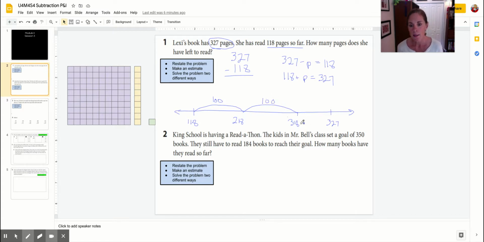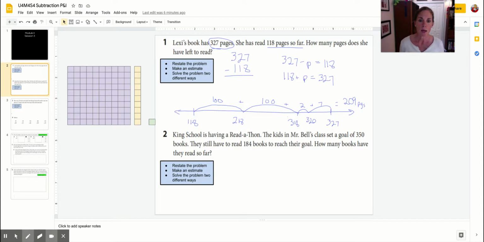Now I see I'm really getting close to the end. If I add 2 more, I get to 320, and I know I only need 7 more to get to 327. Then I have to add up the numbers at the top here, because that's our difference and that's the answer. 100 plus 100 is 200, 202, 209. So there are 209 pages left to go. And that is one way you could do this problem.